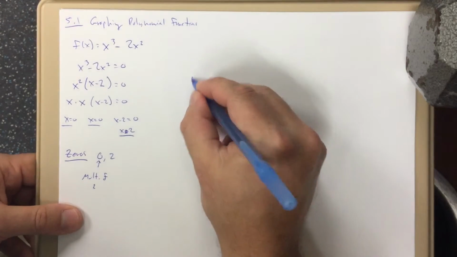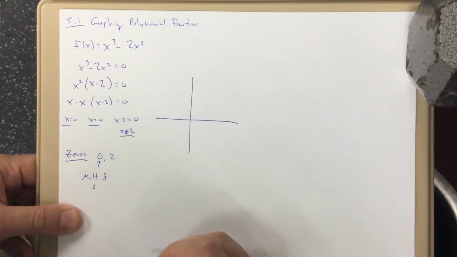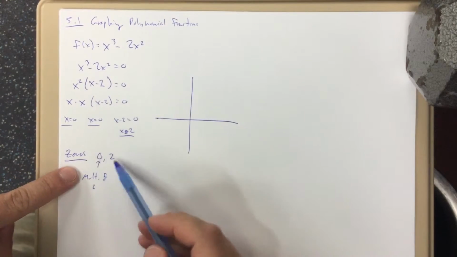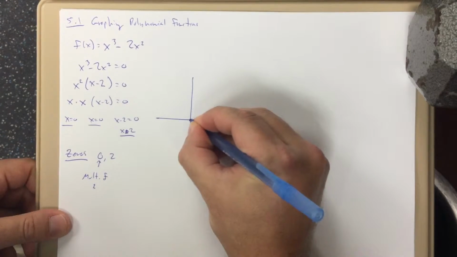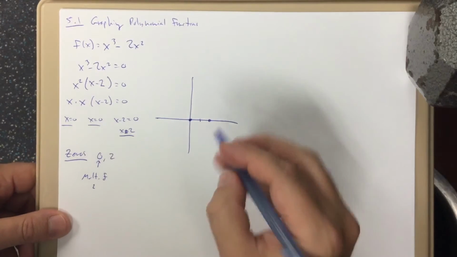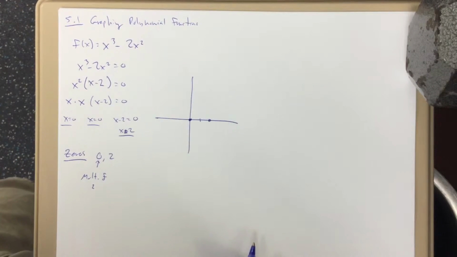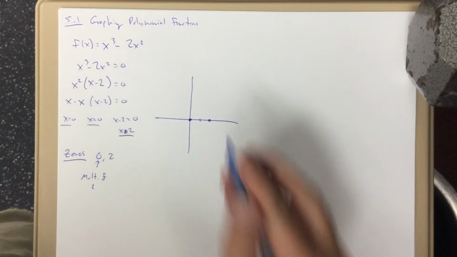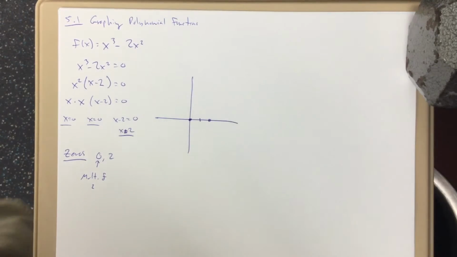So let's put it over here. Here's our xy axis. And so we have zeros at 0 and 2. So here's 0, and we'll say 2 is right here. There's 1 right there. So now how do we graph this thing? The first thing we just did was put our zeros on there.